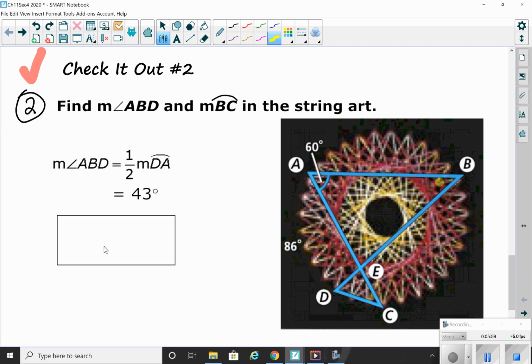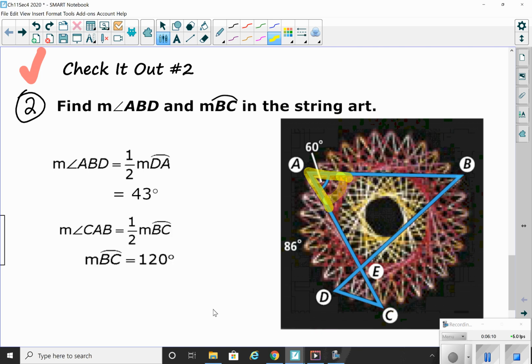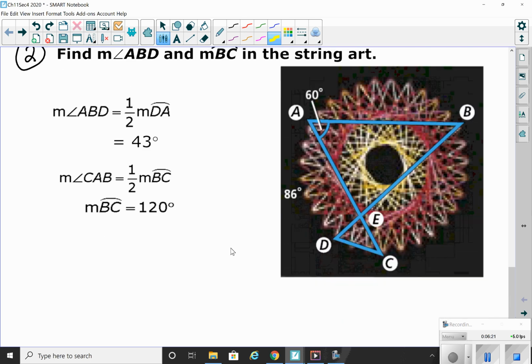Just pointing that out. And then here it says to find the measure of arc BC. Here's arc BC. It's across from this inscribed angle that's 60. So if I take 60 and double it, I get 120. So remember that the arc is twice as big as the inscribed angle, or the inscribed angle is half as big as the arc. Kind of goes back and forth.